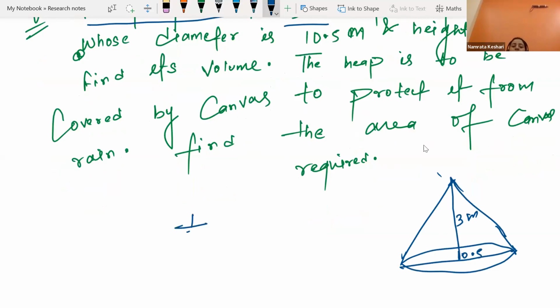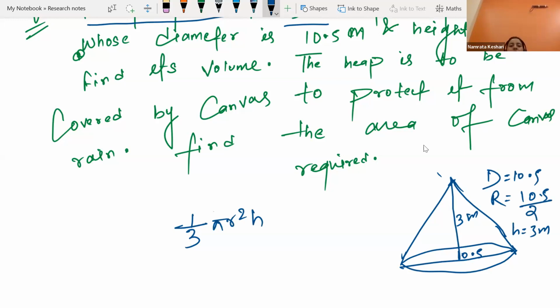We have to find 1 by 3 pi r square h, which is very simple. Diameter is given as 10.5, so radius you will be able to find, that is 10.5 divided by 2. The height is also given as 3 meter. So we'll be using radius and height, and we'll be able to find the volume.